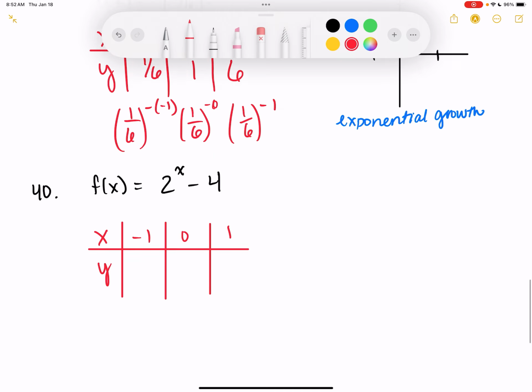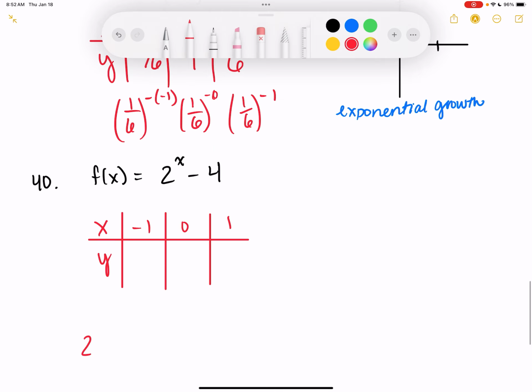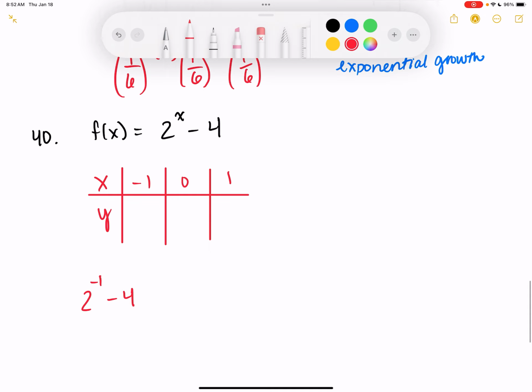All right, so I'm plugging in -1 for x, so I have 2 to the -1 minus 4. It'd be -3.5, because this becomes 1/2 minus 4. Then 2 to the 0 minus 4 is -3, because that's 1 minus 4. And then 2 to the 1 minus 4 is -2.